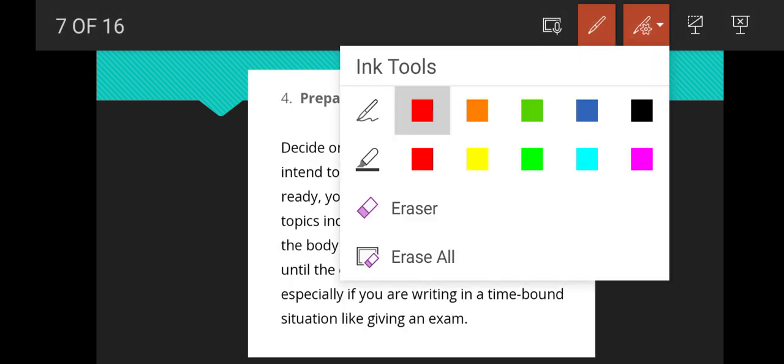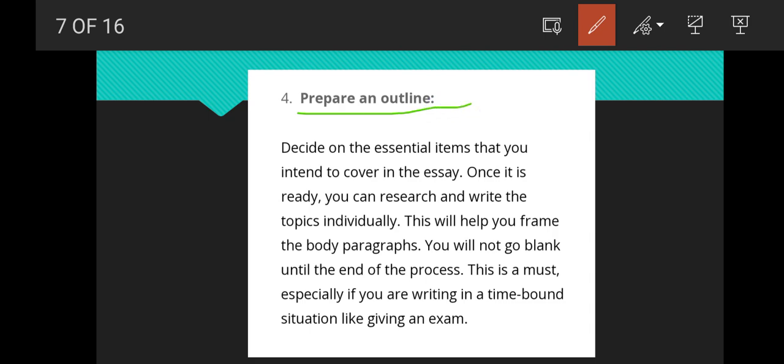Next, prepare an outline of your composition. Decide on the essential items that you intend to cover in the essay. First write, as I told you, the bullet words. Once it is ready, you can research and write on the topic individually. As I told you, this was discussed in the first point. This will help you frame the body paragraphs. You will not go blank until the end of the process. This is a must, especially if you are writing in a time bound situation like giving an exam.